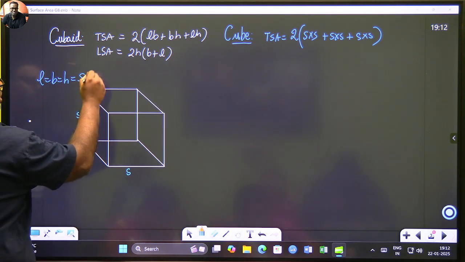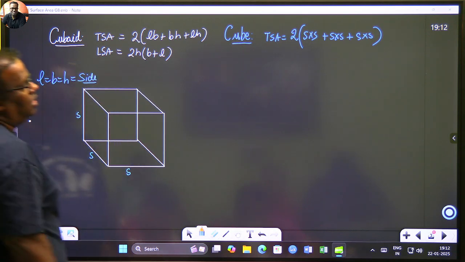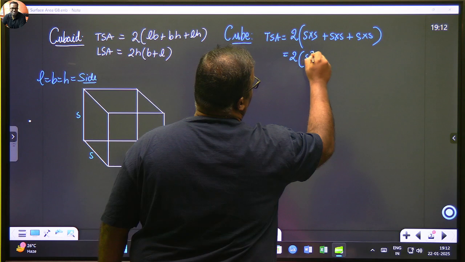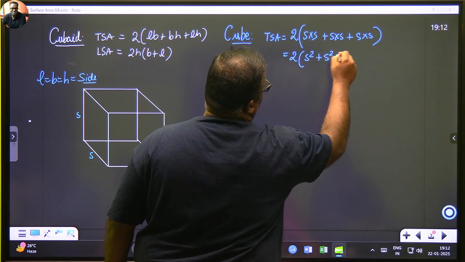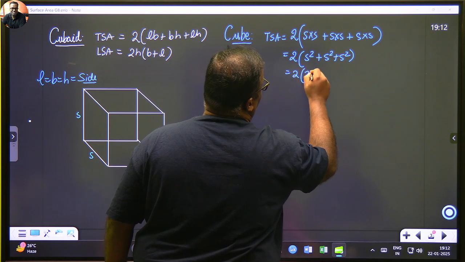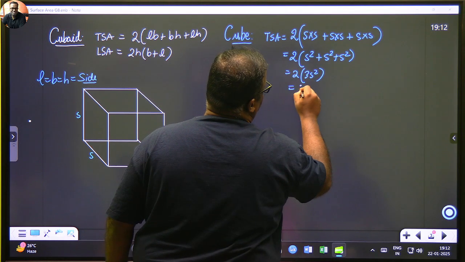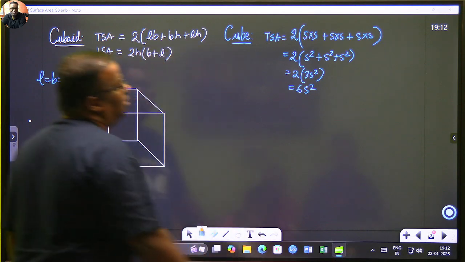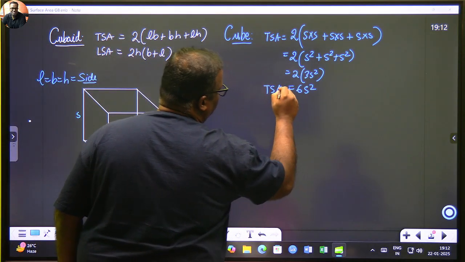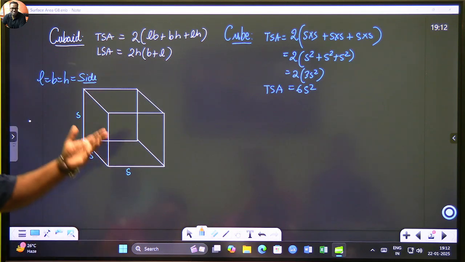S stands for the side. So how much is it? 2 times of s square plus s square plus s square. So 2 times of 3s square. So this becomes 6s square. The total surface area of a cube is given by 6s square.